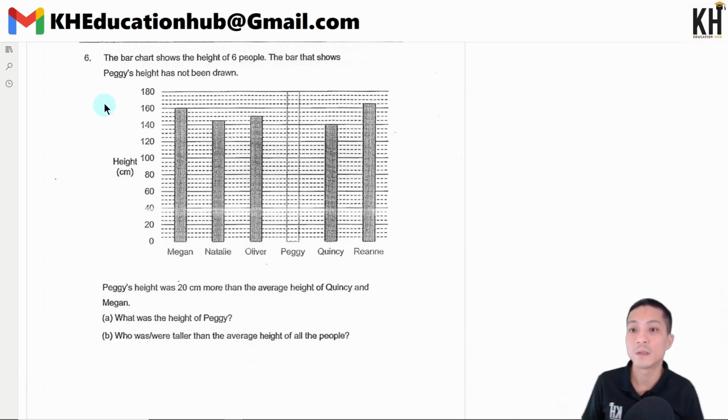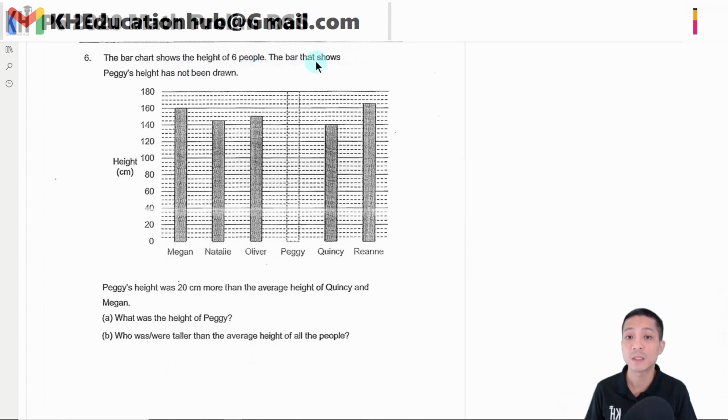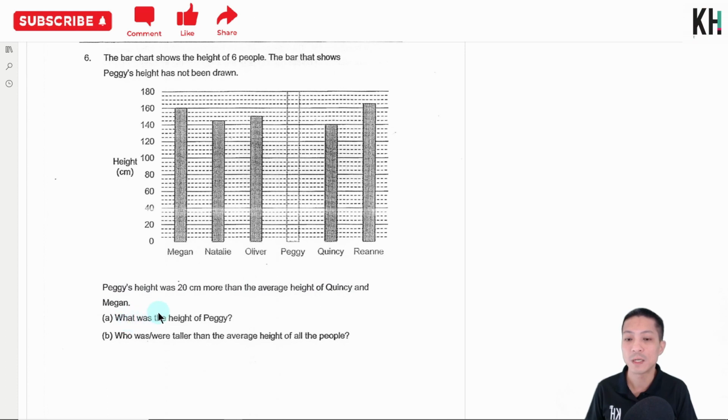Okay, question 6. The bar chart shows the height of 6 people. The bar that shows Peggy's height was not drawn. Peggy's height was 20 cm more than the average height of Quincy and Megan. What was the height of Peggy? And who was or were taller than the average height of all the people?